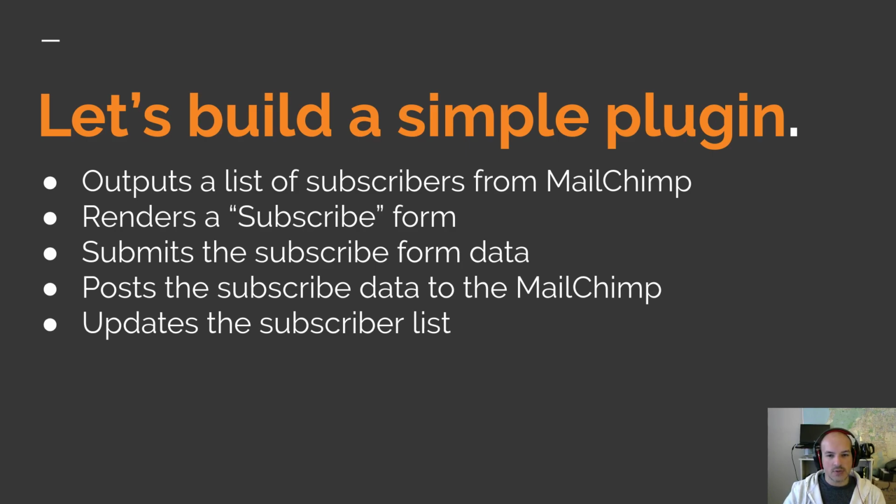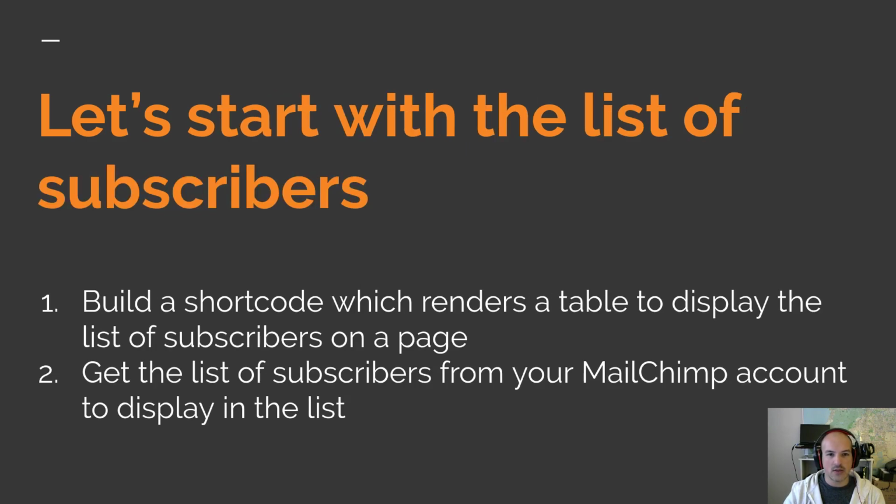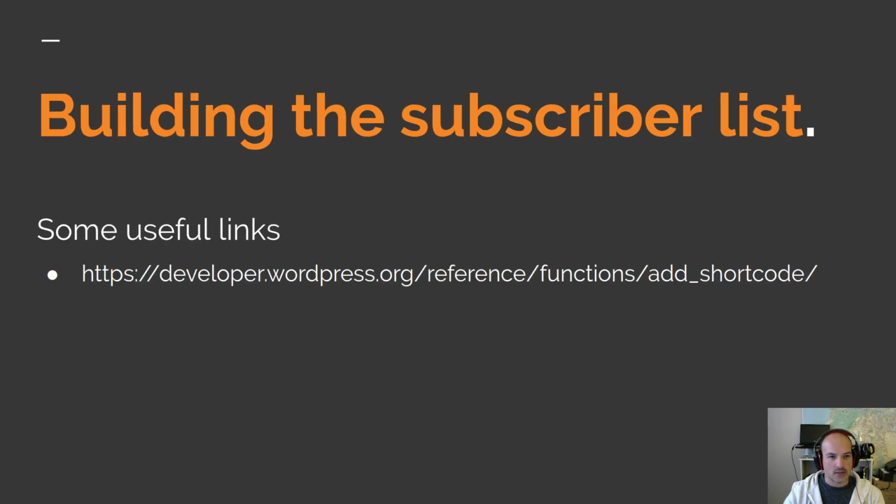We want to render a subscribe form, submit the subscribe form data, post subscribe data to MailChimp, and then update the subscriber list. To begin with, we need to start with a list of subscribers. So we want to build a shortcode which renders a table to display the list of subscribers on a page. We're then going to get the list of subscribers from the MailChimp account that we set up in the previous video and display it on the list.